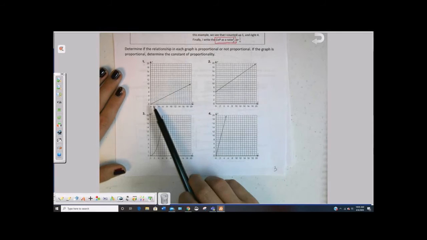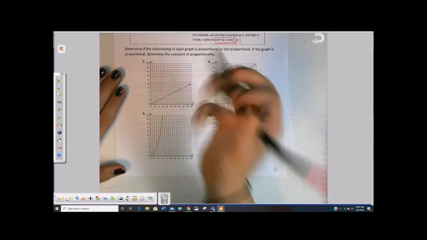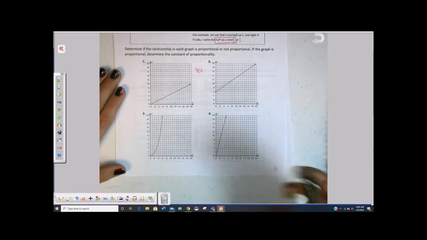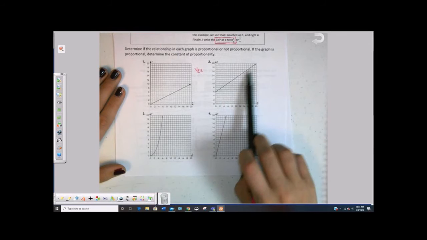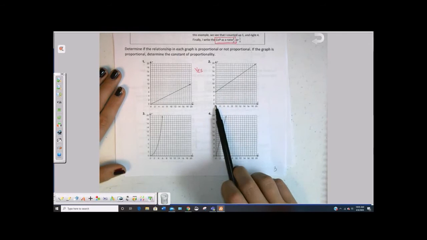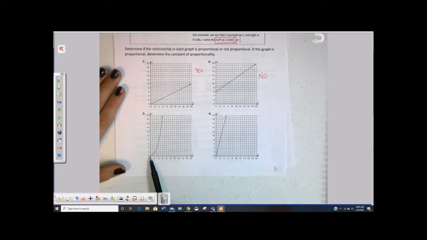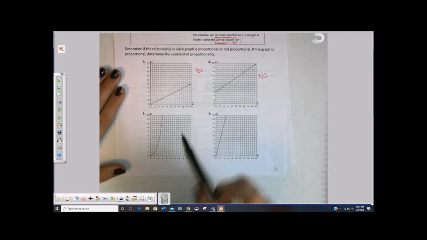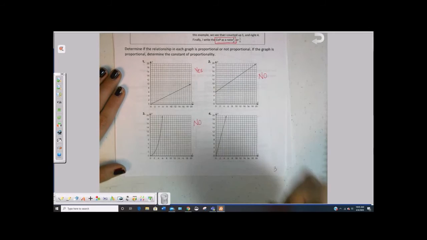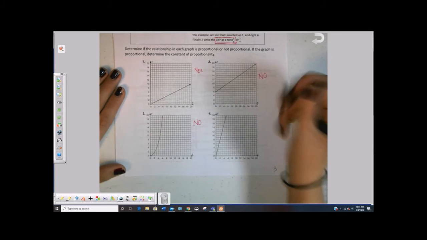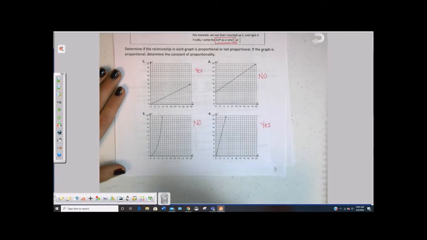So if you look at number 1, it is a straight line, and it does go through the origin. So yes, that is a proportional graph. Looking at 2, yes, it's a straight line, but it doesn't go through the origin, so it's not a proportional graph. Number 3, you have a curved line, so that's automatically no. And number 4, it's a straight line, goes through the origin, so yes.